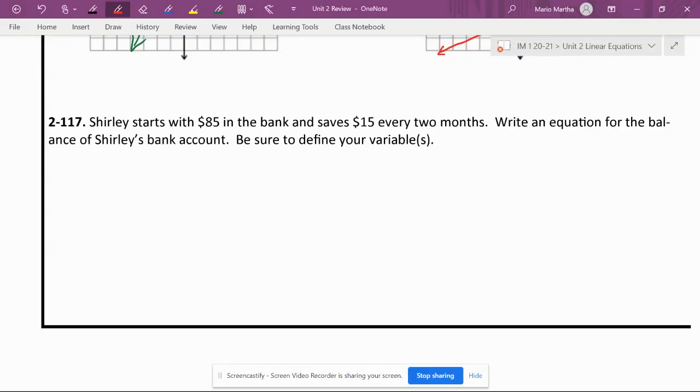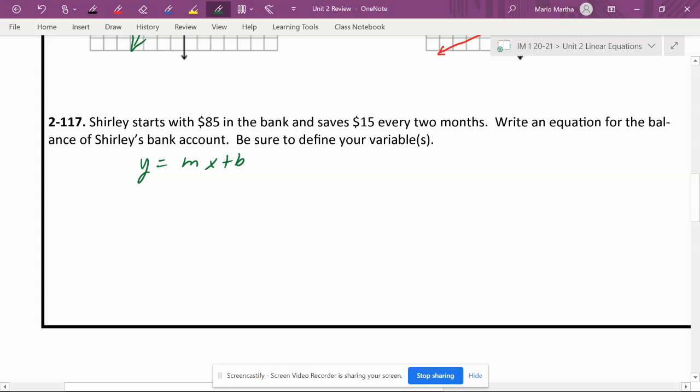Okay. So now we continue with problem 117. Shirley wants to start with $85 in the bank and saves $15 every 2 months. Write an equation for the balance of Shirley's bank account and be sure to define your variables. All right, so here, again, we're going to write the equation first of all in y equals mx plus b form, right?